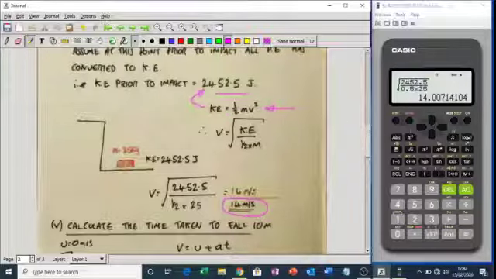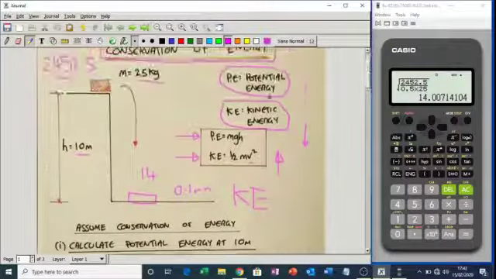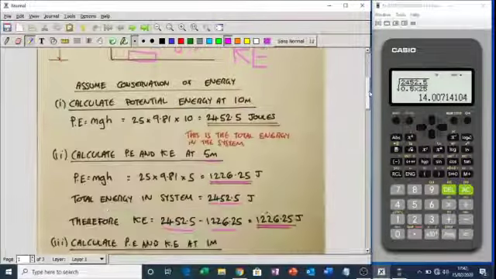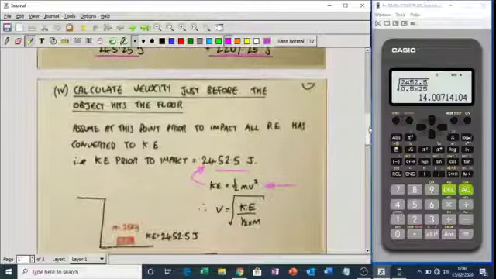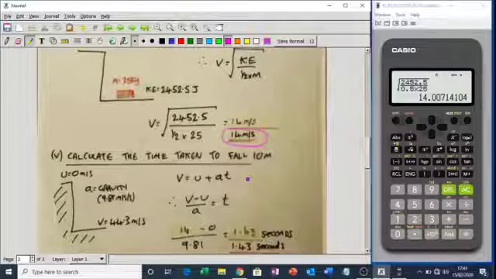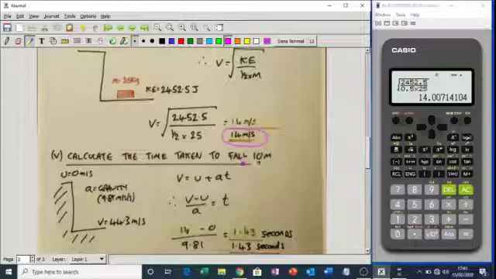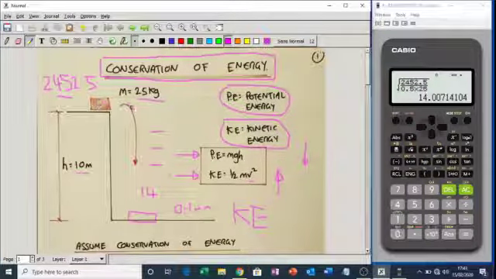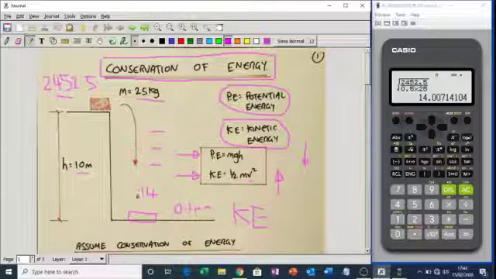Obviously, we could use the same formula to work out the velocity at each height if we wanted to, because we know the KE, so we could work out the velocity at each point. And it should be getting faster and faster. Another thing we can do, now we've worked out velocity, is calculate the time taken to fall 10 meters. So this object is 10 meters high, it's going to fall, and the energy is going to be converted, it's going to gain velocity, and we need to work out what is the time taken for it to fall that distance.